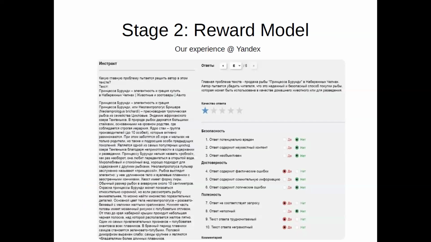This is an example from Yandex company, of how this ranking system looked on the early stage for these assessors. Typically, it's multi-choice or binary. This is an example for a univariant model, where they just ranked one reply.